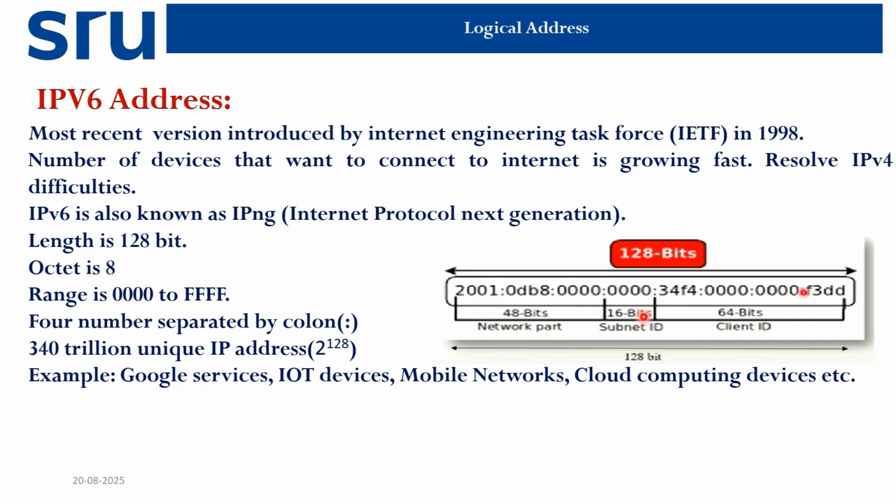Okay, so in this 128 bit, the first 64 bits are denoted as the client ID, the next 16 bits are used for the subnet ID, and the next 48 bits are used for the network part. Here the length of this IPv6 is 128 bit. So 2 power 128 gives 340 trillion unique IP addresses we can allocate. Examples for this IPv6 address are IoT devices, Google services, mobile networking, cloud computing devices, etc.